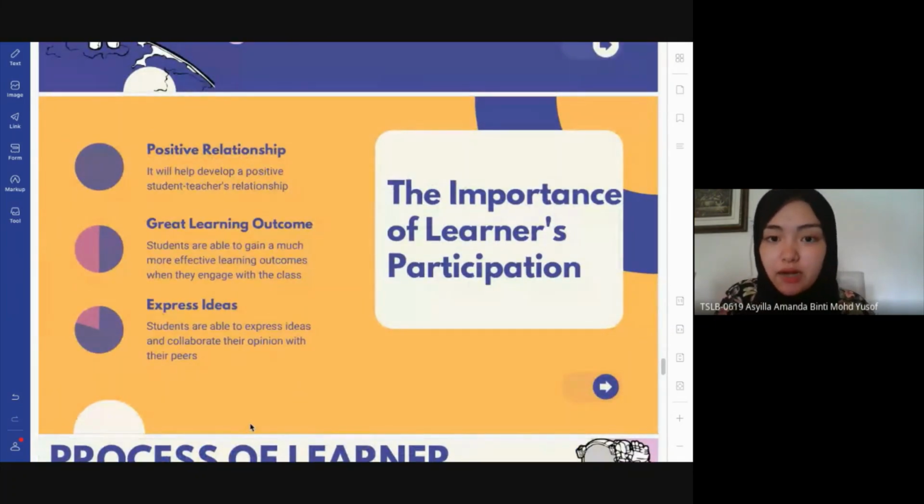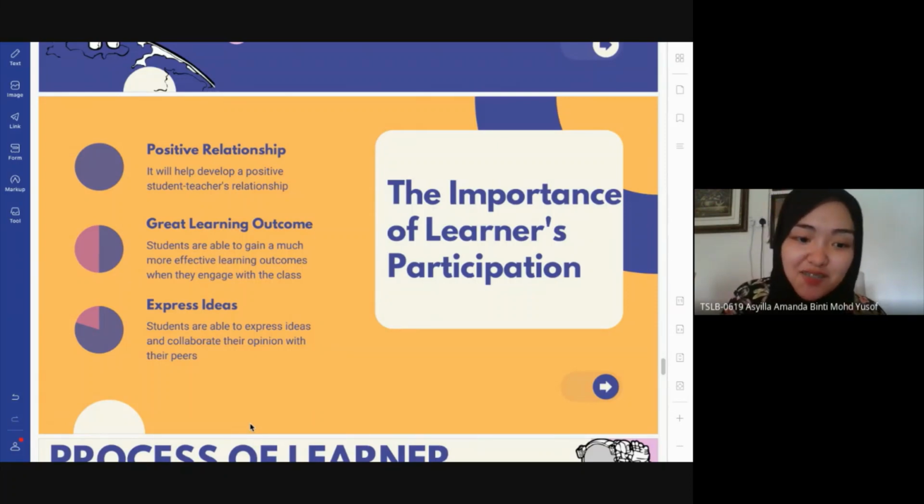Okay, so what are the importance of learners' participation? There are three importance which I have included in the slides, which are positive relationship. Why is positive relationship very important? Because it is a catalyst to help develop a positive students-teachers relationship. The next one is it will produce a great learning outcome. Students are able to gain much more effective learning outcomes when they engage themselves with the class.